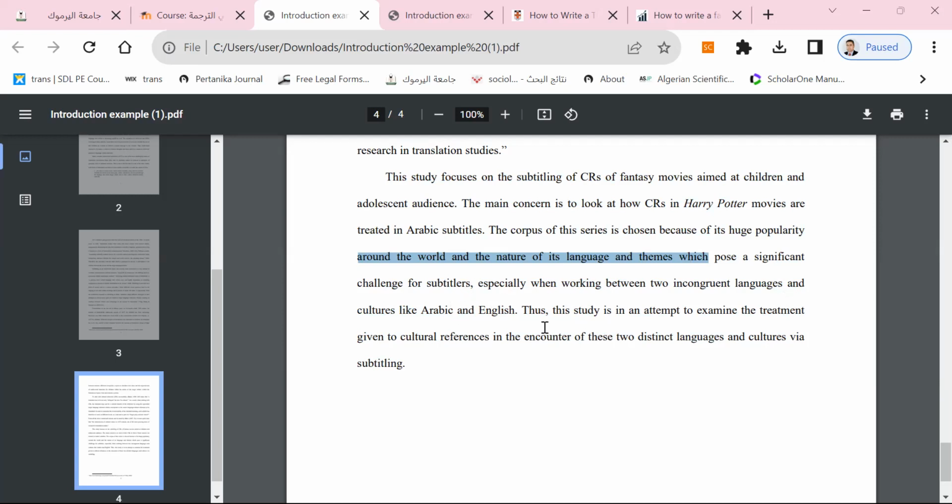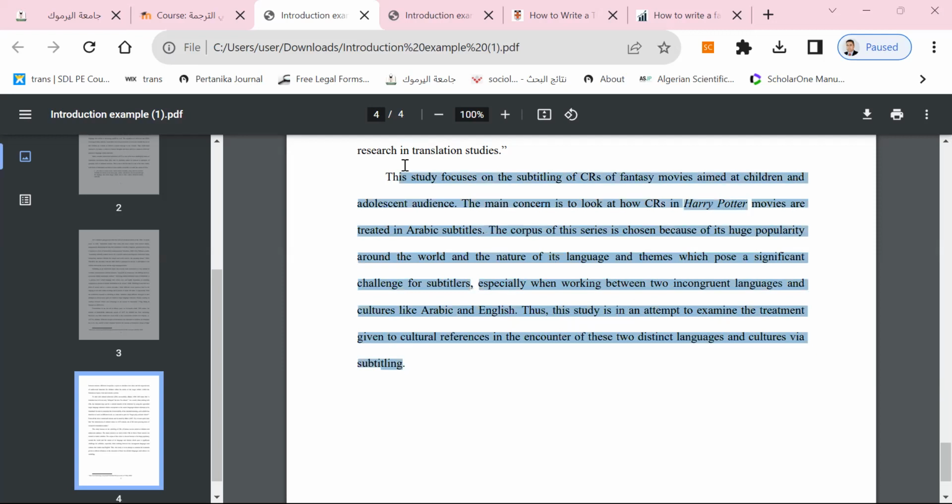like Arabic and English. Thus, this study is an attempt to examine the treatment given to cultural references in the encounter of these two distinct languages and cultures via subtitling. If you look at this paragraph, the author provides us with the aim of his study, the focus of this study. So this is a very interesting example about the introduction.